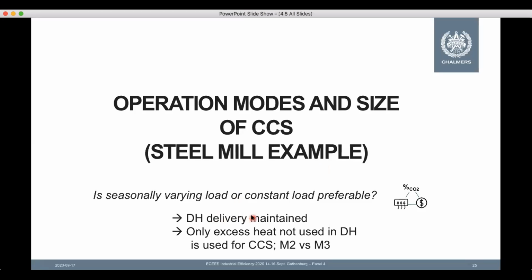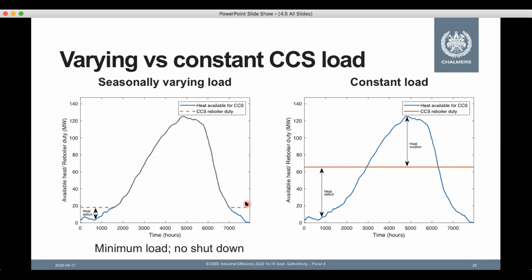So we kept the delivery, and then we looked at what is possible. Here we have illustrated this again. We see seasonally varying load on the left side. We again plot the amount of heat available for CCS against the time. Here we see the heat available for CCS in blue, and in red dashed we see the CCS reboiler duty, which follows this curve very neatly, except in the winter here, where the plant is required to run at a certain minimum load to be operable.